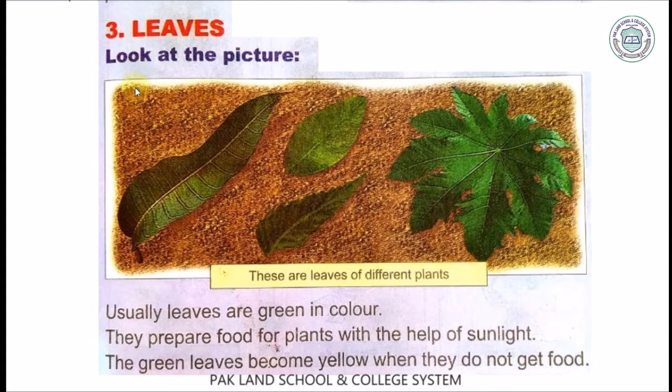Leaves. Usually leaves are green in color. They prepare food for the plant with the help of sunlight. The green leaves become yellow when they do not get food. These are leaves of different plants.